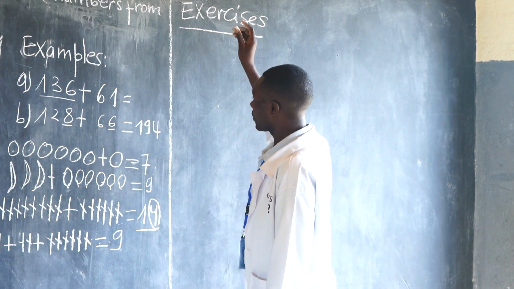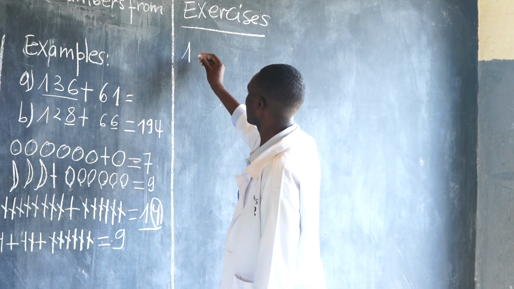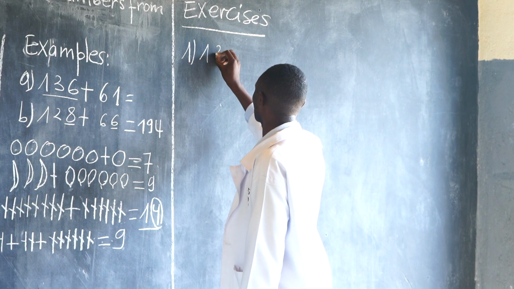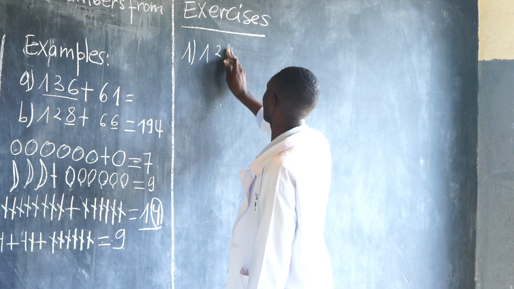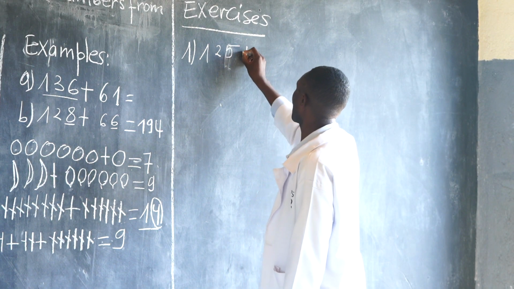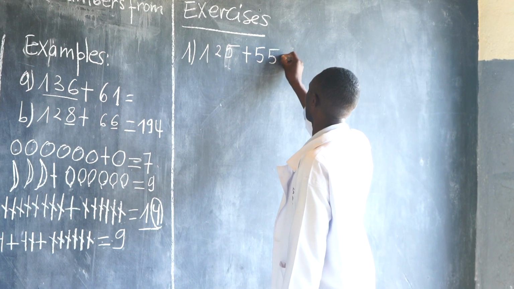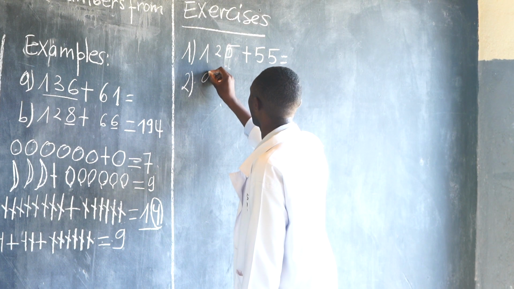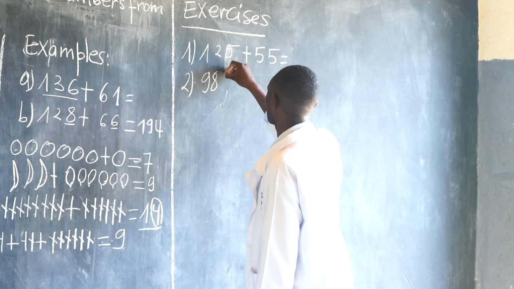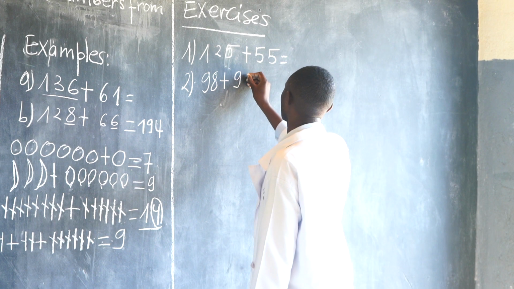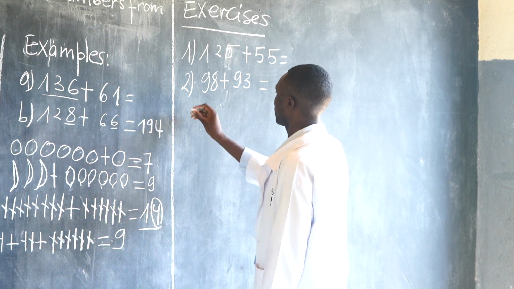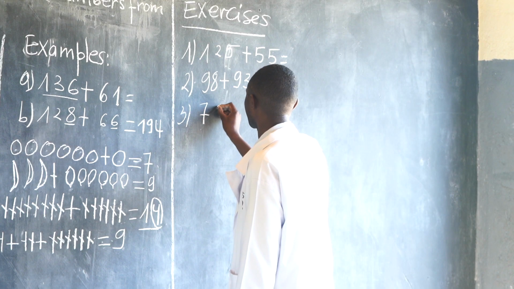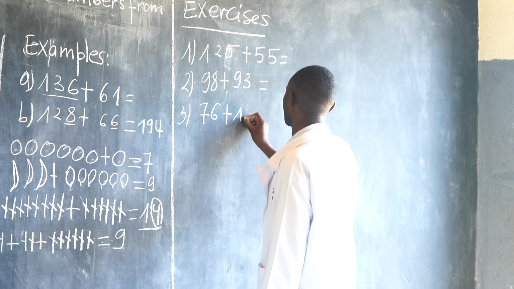Now, the first exercise is 125 plus 55. Now the second question is 98 plus 93. Now the last question is 76 plus 111.